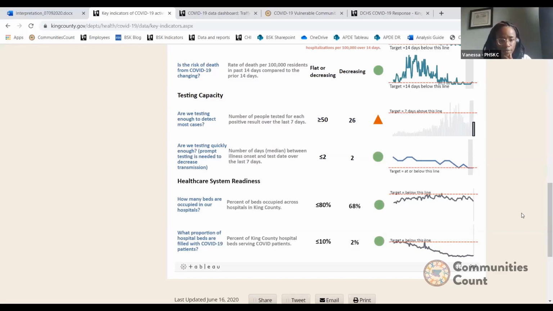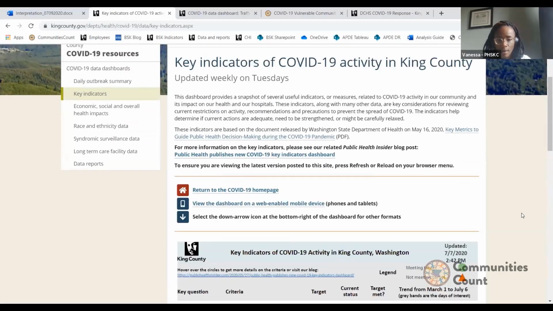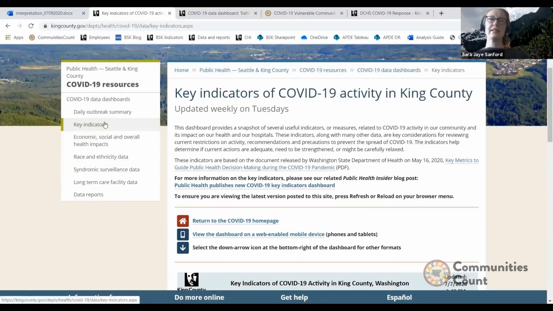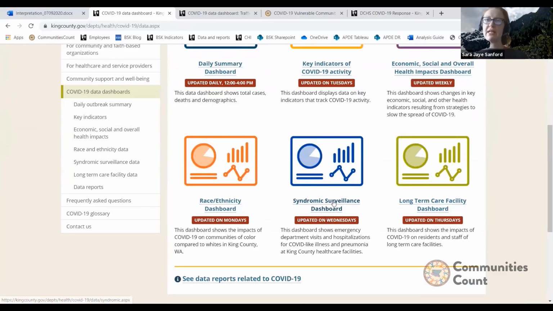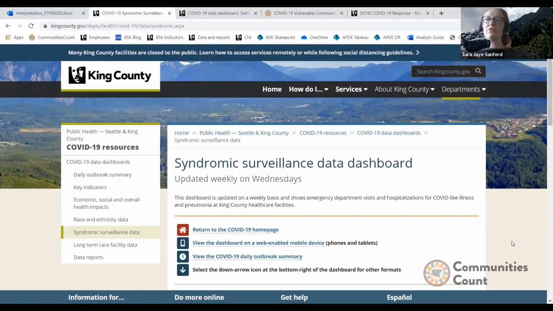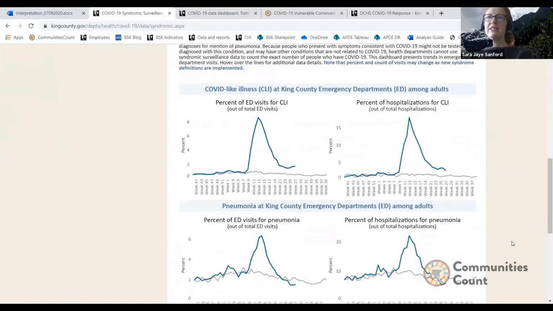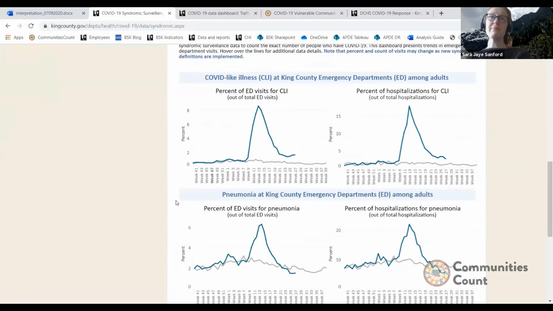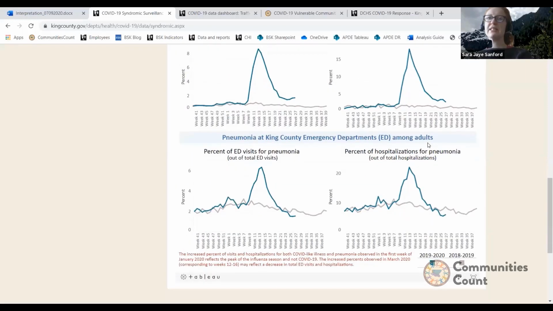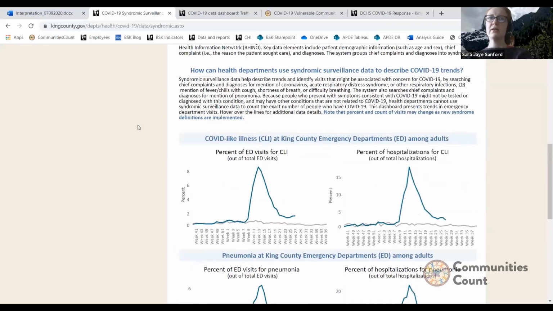Is there data on the number of days that patients stay hospitalized by age bracket? That is a great question. I'm going to look for the answer to that on the syndromic surveillance data dashboard. What this term means is that it's data that is coming from our hospitals. So what we do have here is what percent of emergency department visits are for COVID-like illness in King County emergency rooms. We can see that for emergency rooms as well as for inpatient hospitalizations and pneumonia.